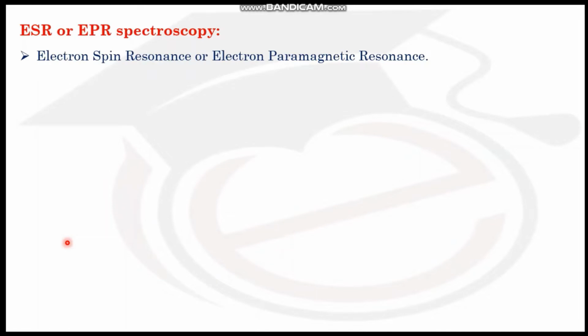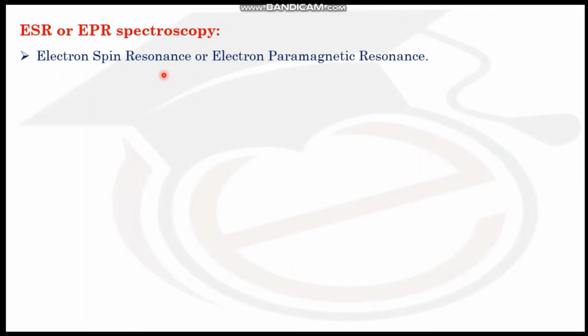ESR or EPR spectroscopy. What is the meaning of ESR or EPR? Both are the same. In some textbooks it is written ESR, in some textbooks it is EPR. ESR means electron spin resonance, and EPR means electron paramagnetic resonance. From this expansion itself, we can understand what is meant by ESR spectroscopy. ESR spectroscopy deals with the electron spin.